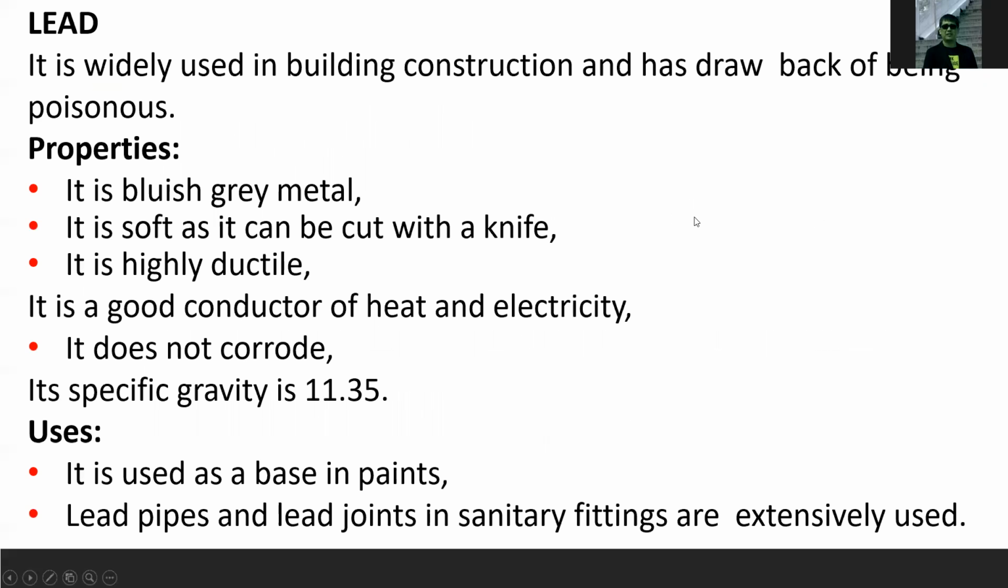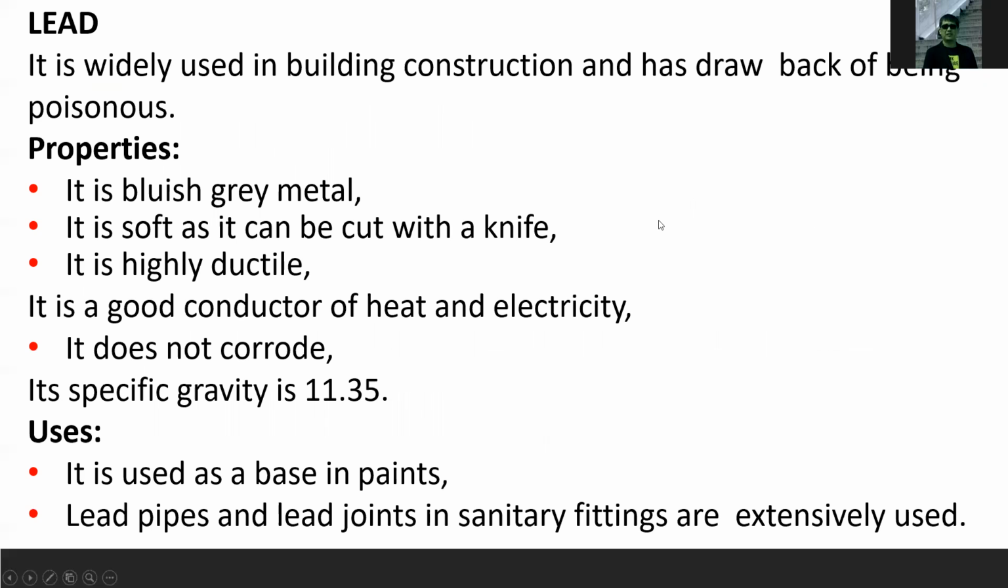Lead is widely used in building construction and has the drawback of being poisonous. So they discontinued the use of the majority of the lead. It is a bluish gray material. It can be cut with a knife. It is very ductile. It does not corrode. It was used as a base for making paint.